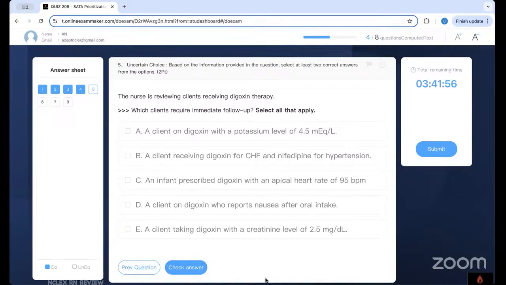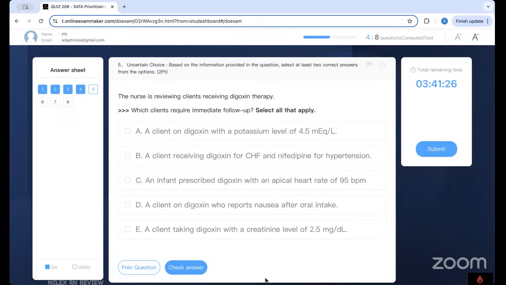You have to know the content. You have to know the side effect of digoxin and which one is worrisome. Digoxin with a potassium of 4.5, which is normal, is not the problem. Digoxin and taking calcium channel blockers is an issue, but it can be monitored. It's not that bad, because most patients can be on a calcium channel blocker. You've got to watch it.